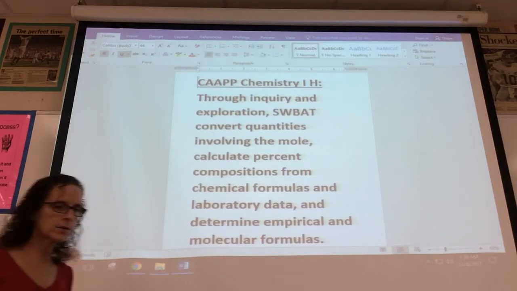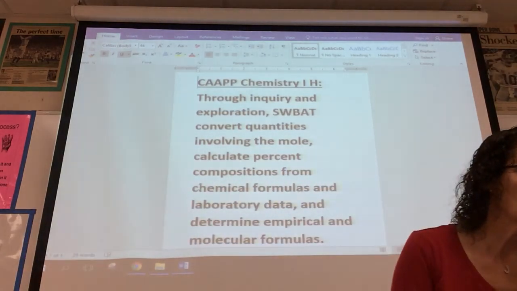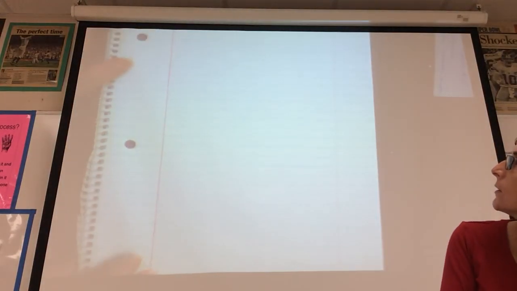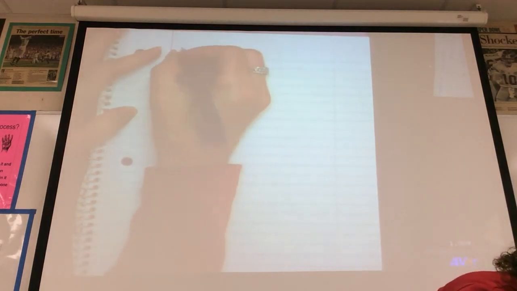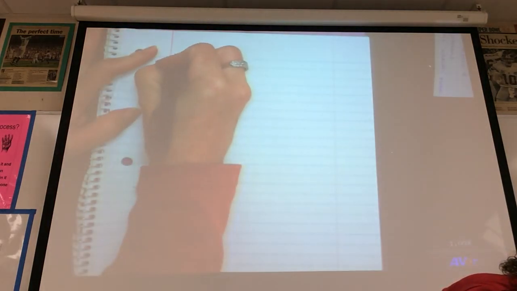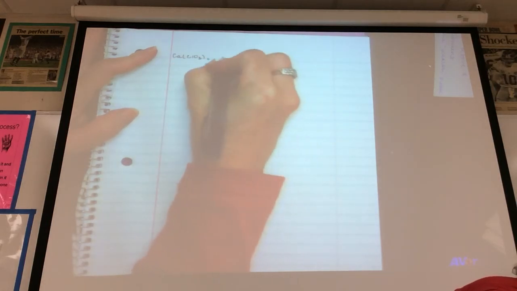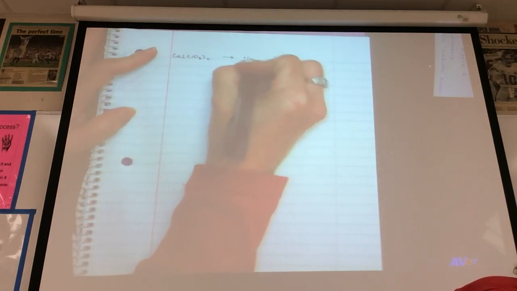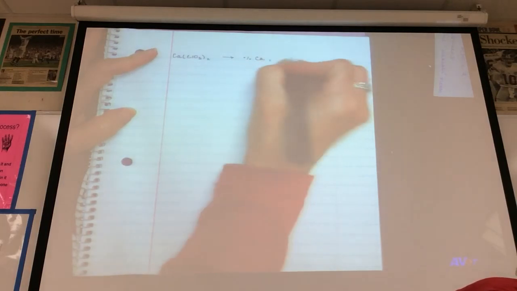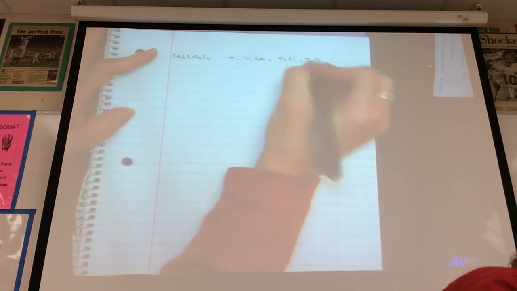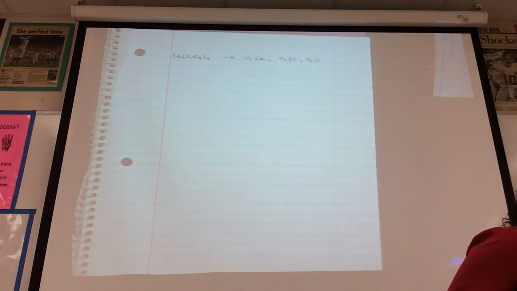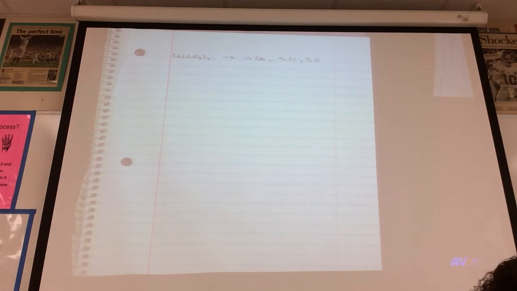And you'll see that all of this is interconnected. Your quiz showed that you know, for example, if you're given a chemical formula such as calcium chlorate, you know how to determine the percent of calcium, the percent of chlorine, and the percent of oxygen. And most everybody was highly successful there.